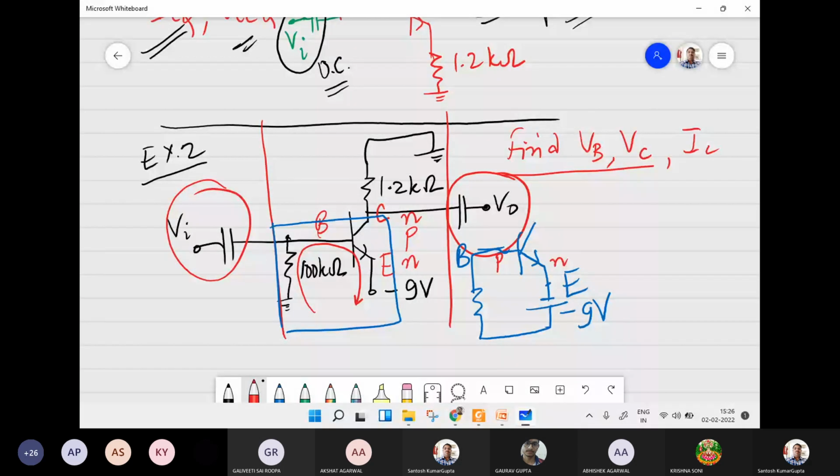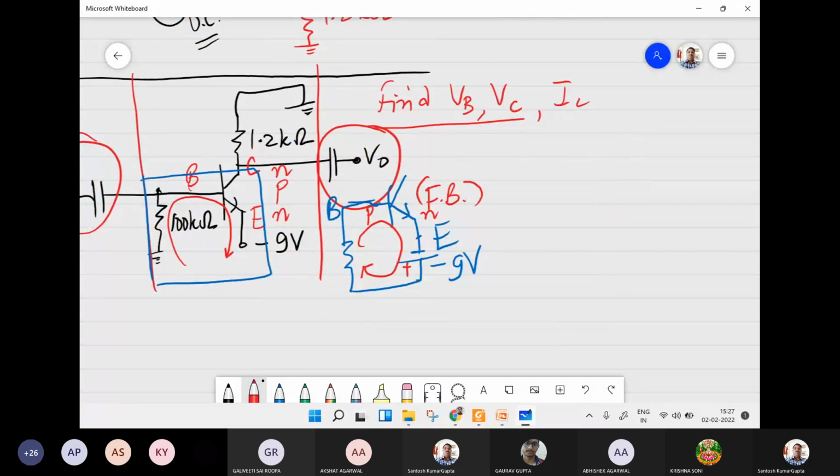Let us see that even though we have applied a negative voltage at the emitter, if we look into this loop here, then we shall see that the positive polarity of this battery is connected to the base. So the base emitter junction is going to be forward biased. Okay, even in this case, this base emitter junction is forward biased and it will be on.